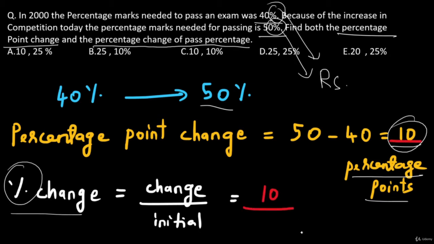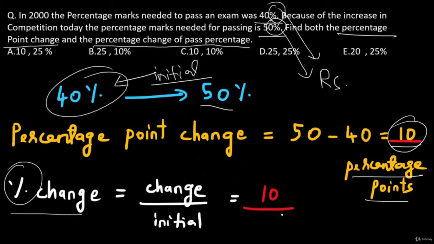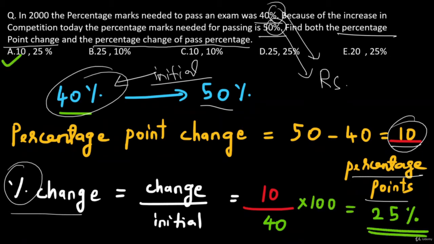divided by the initial value. What was the initial pass percentage requirement? Was it 40 or 50? It was 40, right? We started off 40 and it changed to 50. So the initial value is 40, right? So remember, this is very important to correctly identify the initial value. So that's 10 divided by 40 and into 100 to get a percentage, right? So that's equal to 25 percentage, and that gives you the answer as option A. You have 10 percentage points changed, and the change in the pass percentage in terms of percentage is 25 percentage.